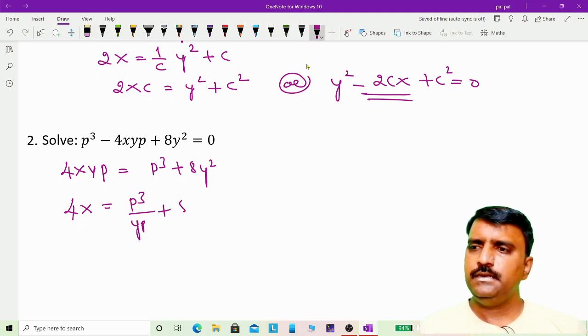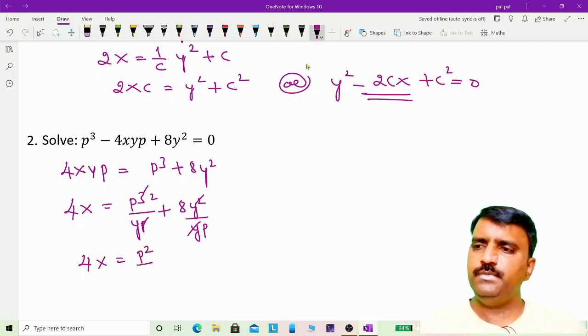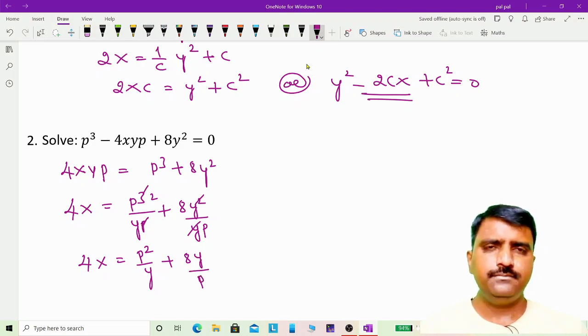plus 8y square divided by yp. So now one of the y cancels and one p cancels here. So remaining is p square. So now 4x is equal to p square divided by y plus 8 into y divided by p. Okay.